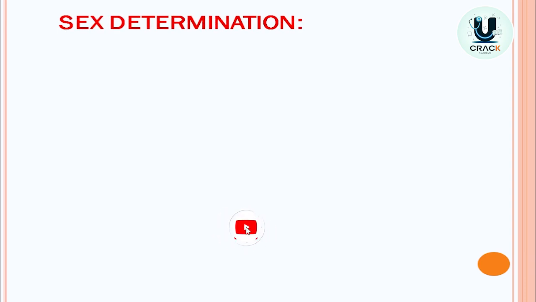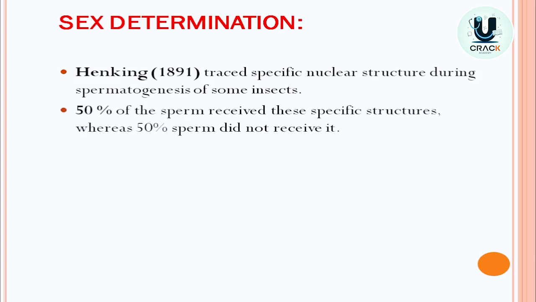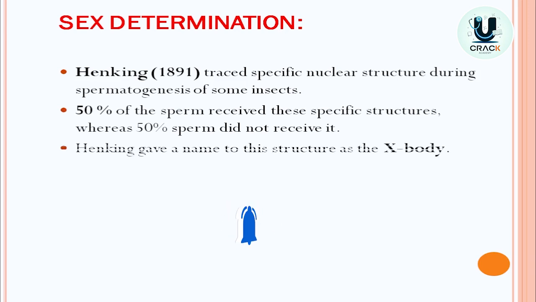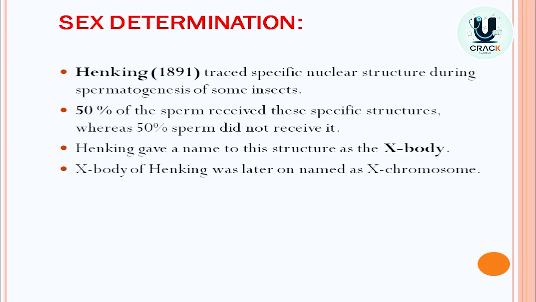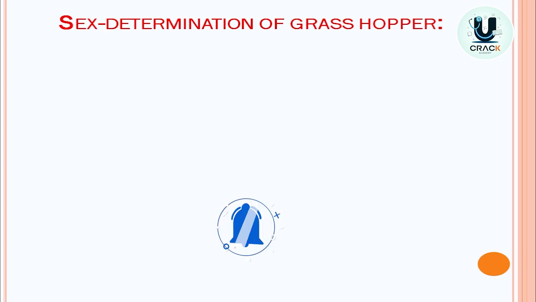Sex determination. Henking in 1891 traced a specific nuclear structure during the spermatogenesis of some insects. 50% of the sperm received the specific structure, and 50% of the sperm did not receive it. Henking gave the name X body to this structure. The X body of Henking was later named the X chromosome. Sex determination of grasshopper.